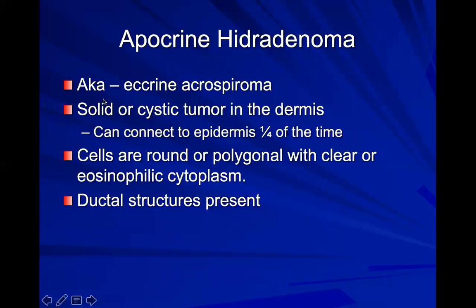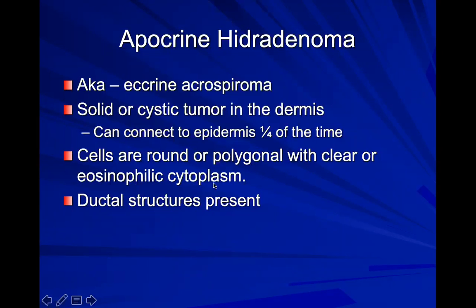All right, so it's a solid or cystic tumor in the dermis. Sometimes it connects to the epidermis. And these cells, for the most part, it kind of looks like a poroma, but it's different because the cells are a little bit more polygonal. They're not so round and perfect the way a poroma is.